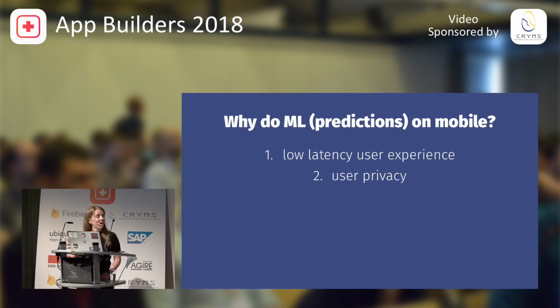So the next question I think we should ask ourselves is, why would you want to do machine learning predictions on the mobile device? The other route is making a request to a server, and then the server would host the model for you, and you would be fetching the prediction that's made server-side. So why would you do it on the mobile device instead?